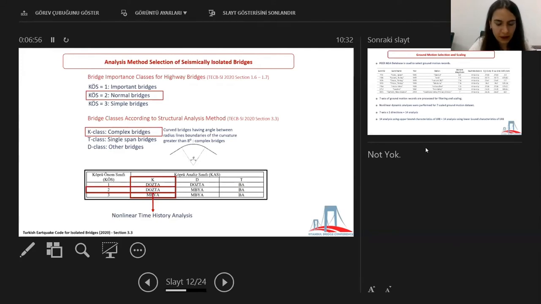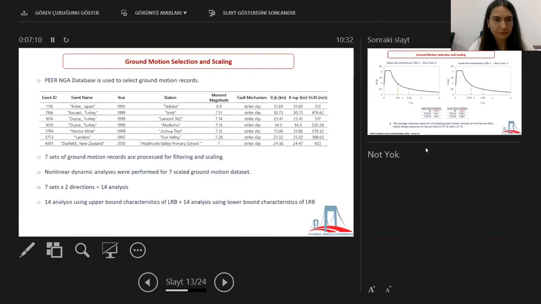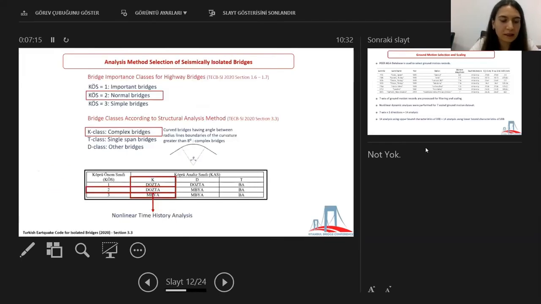The new code has bridge classifications. I don't want to go into details of the bridge class descriptions. Shortly, this bridge is in the normal bridge class among bridge importance classes. And secondly, this bridge is a complex bridge according to structural analysis method selection classification due to its sharp horizontal curve. This table shows that nonlinear time history analysis shall be performed for isolated bridges according to the new code.